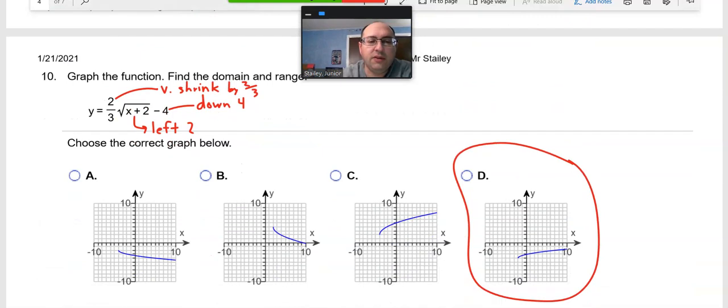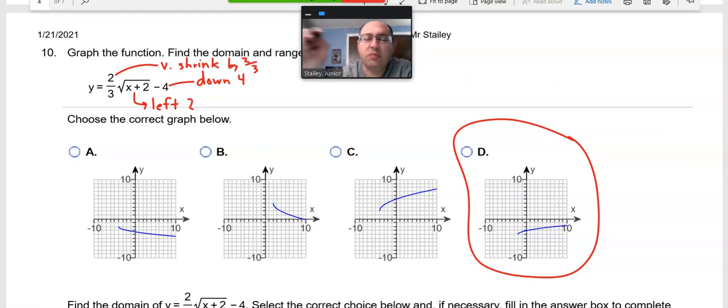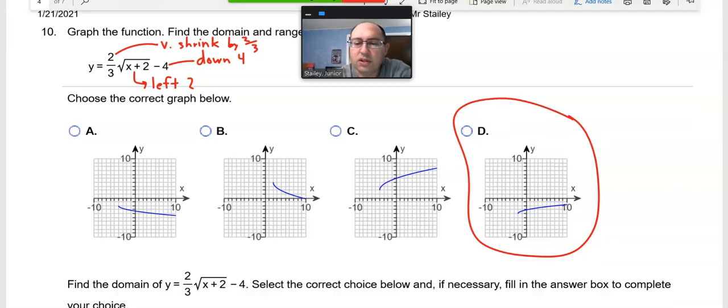Question 10. Okay, this one has similar features. It's going left 2. It's going down 4. It's got the vertical shrink. But these are by ones. You might say, well, boy, this question is just like the last question. Similar, yes. Left 2, down 4. However, they ask a few other questions, which I wanted to bring to your attention.